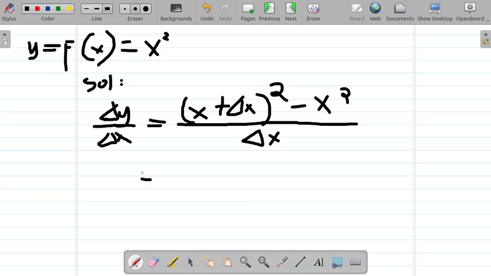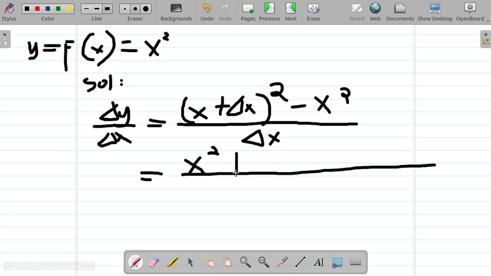And then, next is, ito ani siyang, using FOIL method, makakuha tag x times x is just equals to x squared plus 2 times x times change of x, plus change of x times change of x is just equals to change of x squared, minus x squared over change of x.